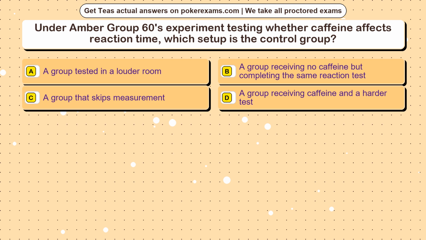Question 20. Under Amber Group 60's experiment testing whether caffeine affects reaction time, which setup is the control group? Option A. A group tested in a louder room. Option B. A group receiving no caffeine but completing the same reaction test. Option C. A group that skips measurement. Option D. A group receiving caffeine and a harder test.